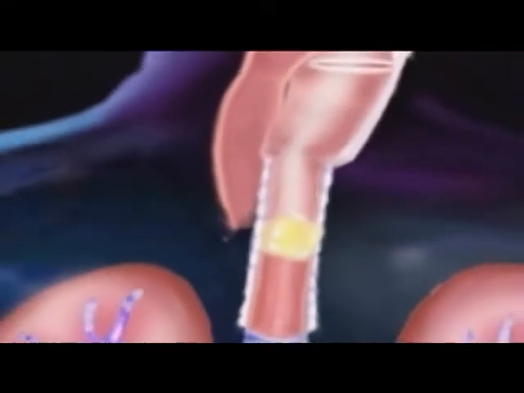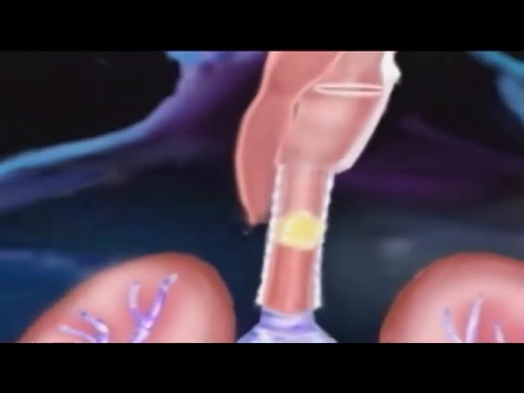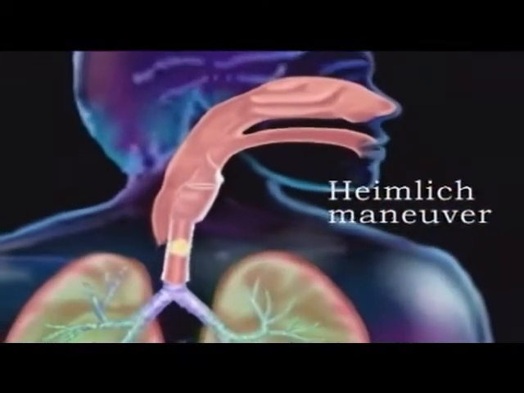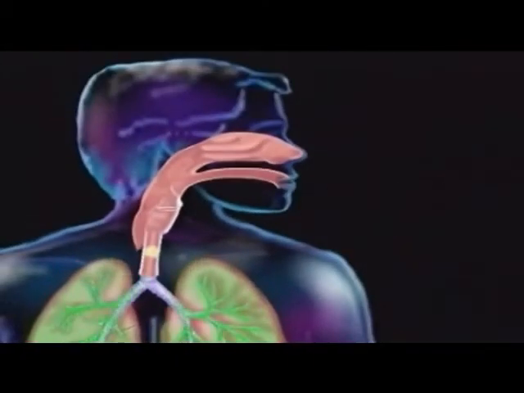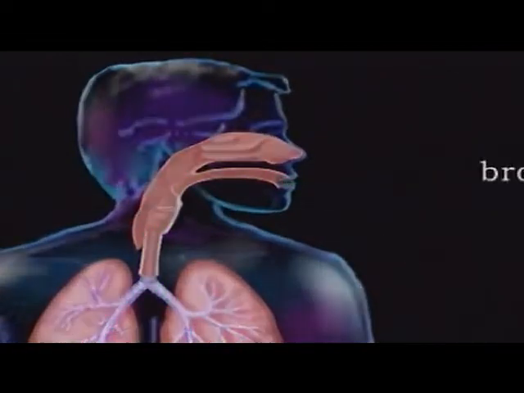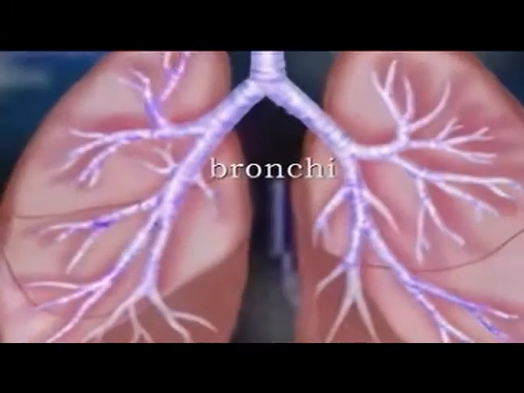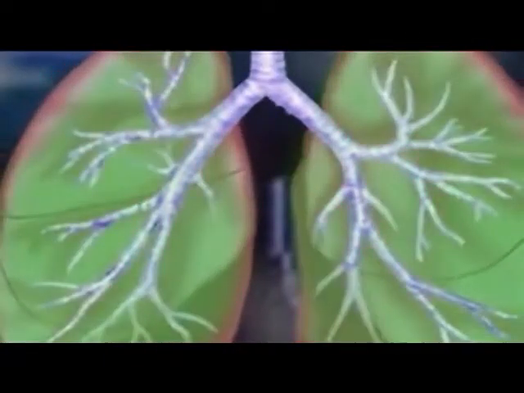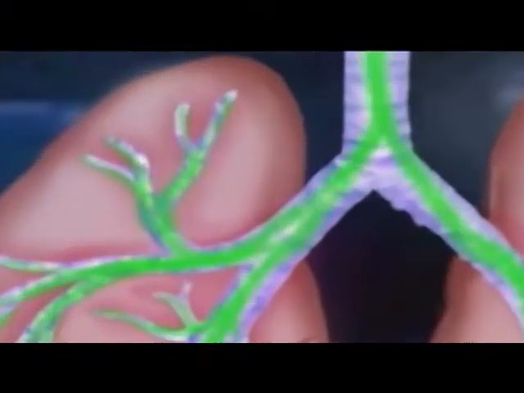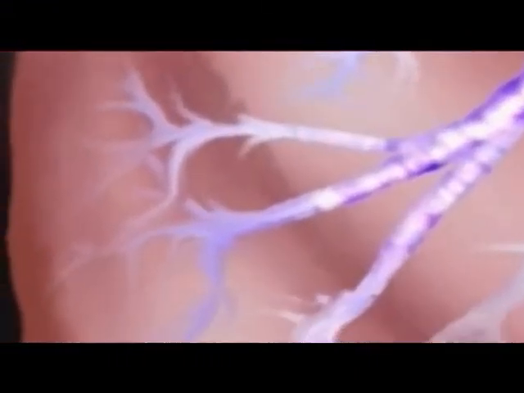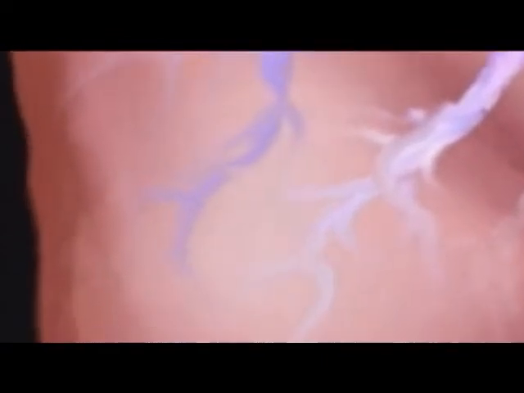Anything that obstructs or blocks the trachea can prevent breathing and cause death. That is why the Heimlich maneuver, a procedure to expel food or a foreign object from this blocked airway, was developed. The left and right primary bronchi branch off from the trachea and conduct air into the left and right lung. The bronchi continue to branch off into smaller and smaller passageways, distributing air throughout the lungs.